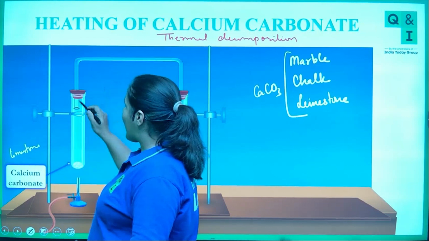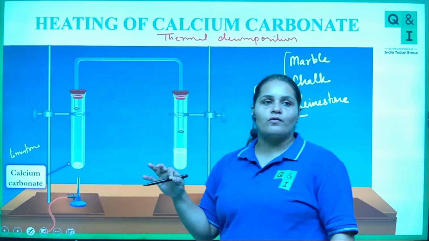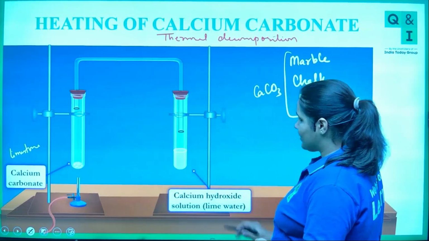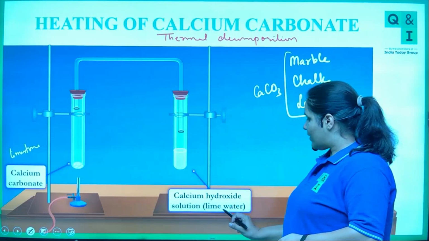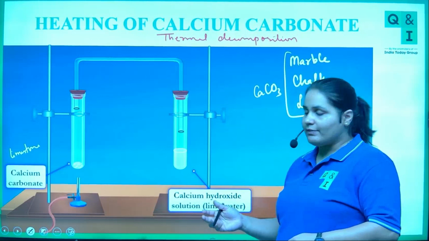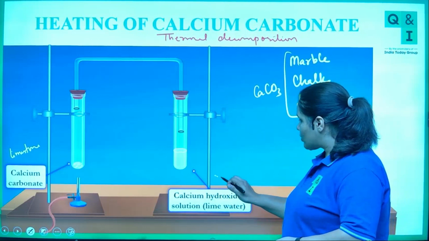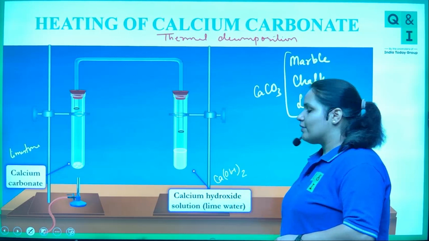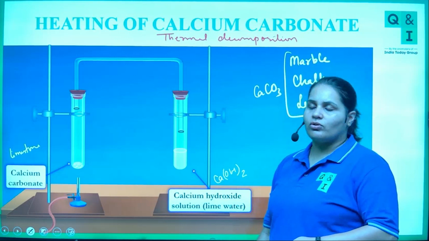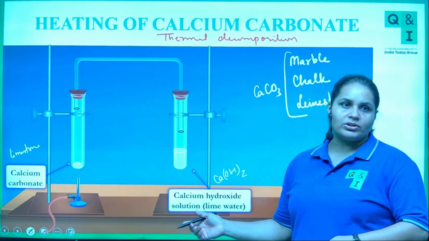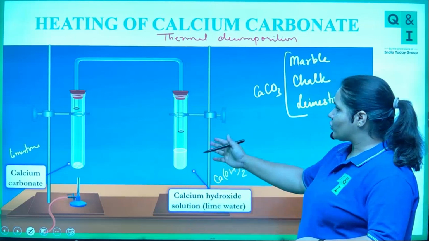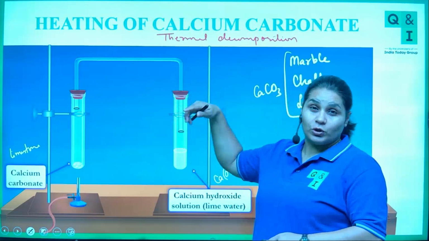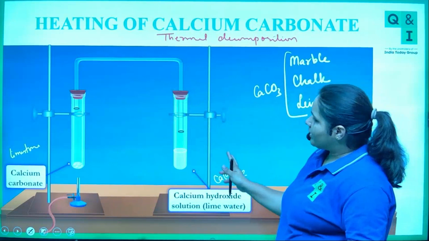So this is a dry test tube. No trace of water is present there. And then what we do, we are going to heat it. In another test tube, we have taken lime water. Lime water is what? Aqueous solution of calcium hydroxide. You have excess of water present in it, so aqueous solution of calcium hydroxide is present in the next test tube, and they both are connected with a bent tube, a U-shaped tube actually. Both the test tubes are connected.